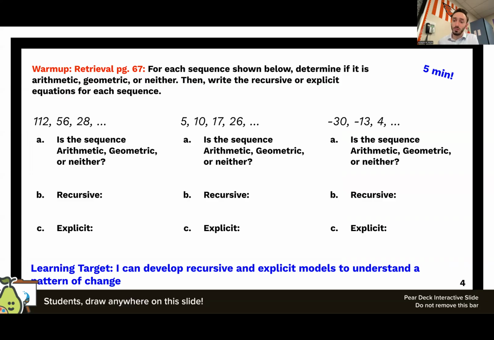What I want to do as we get rolling into our time for the day is quickly work through a warm-up for the retrieval problems here on page 67. We're continuing to practice this idea of writing equations when we're looking at sequences, either arithmetic, geometric, or sometimes neither. So take a moment with your group mates. I want you to look through each of these sequences on page 67 and decide, do you think they're arithmetic, geometric, or neither? If the sequence is arithmetic or geometric, I want you to attempt to write the equation, either recursive or explicit, that's going to match this scenario.